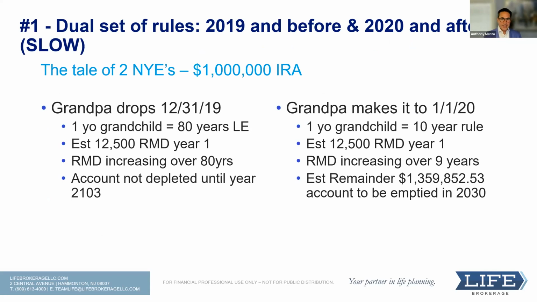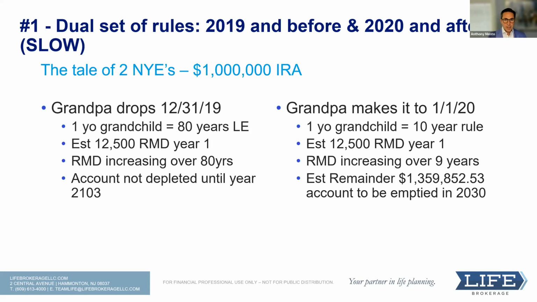All right, let me give you a quick picture here. There's a finite date of January 1st, 2020, where this went into effect. And now I'm going to tell you a tale of two grandpas, right? Grandpa has $1 million in his IRA. Grandpa gets all liquored up, has a terrible night, New Year's Eve, 2019, and he drops dead prior to seeing the ball drop. Guess what? He named his 1-year-old grandchild, who had an 80-year life expectancy, as the beneficiary.